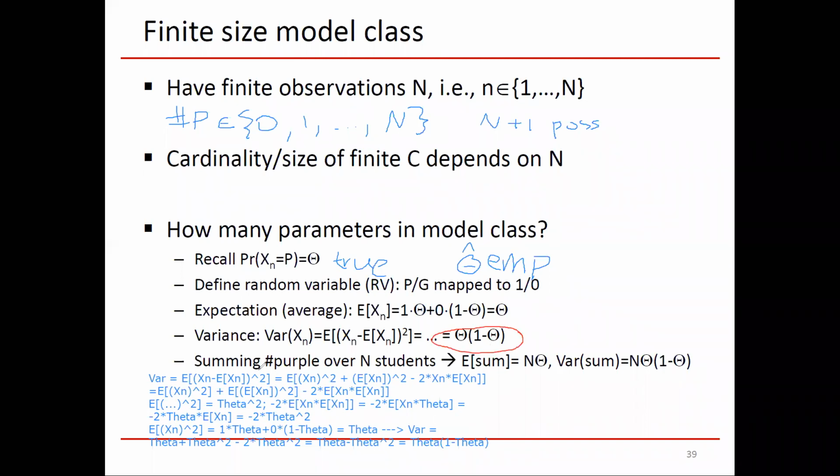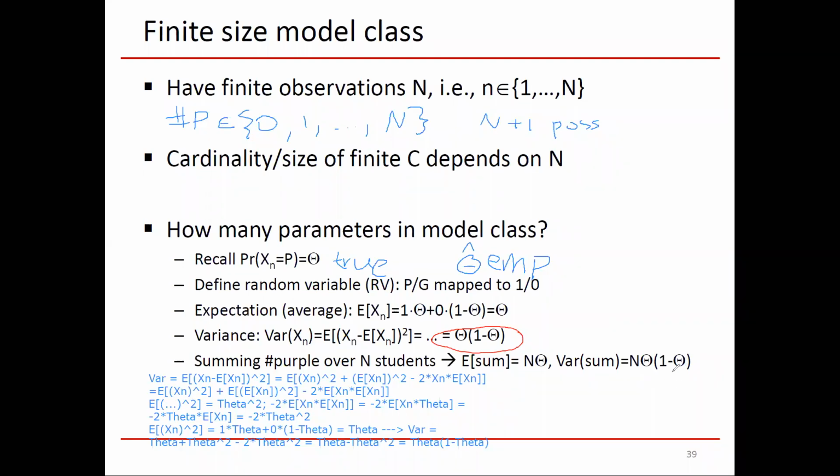Now, there's this nice property. If you sum over n students, the expected value of a summation is linear in n, and the variance of the summation also grows linearly. Okay? So we're summing over n IID random variables. Expectation is linear in n. It might be more surprising that the variance is linear in n.